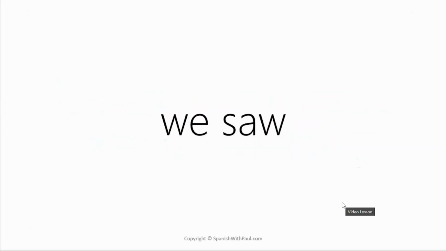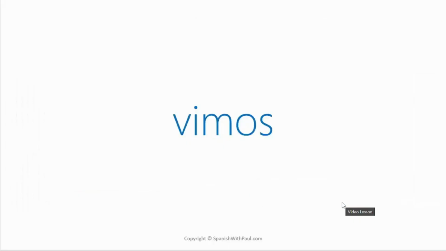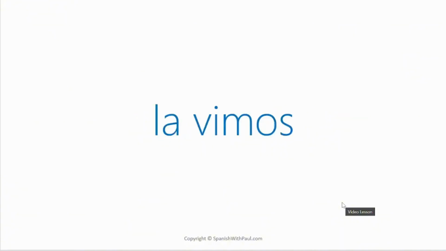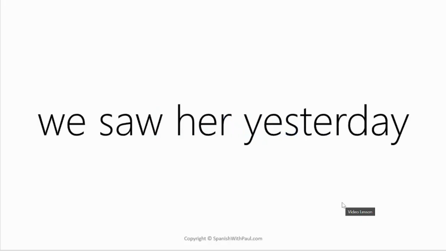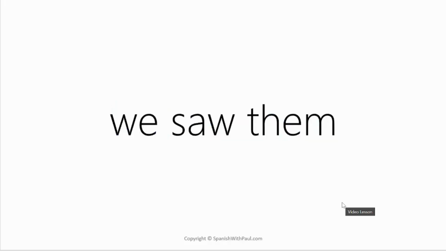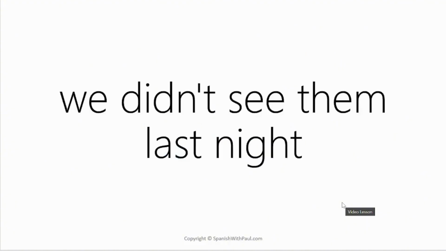Let's find the sound for we saw. So again, we're in the simple past. Angle is we, and the verb is ver. So we saw is vimos. Vimos. We saw her. La vimos. We saw her yesterday. La vimos ayer. We saw them. Los vimos. This could also, of course, be las vimos. It depends. How would you say, we didn't see them last night?